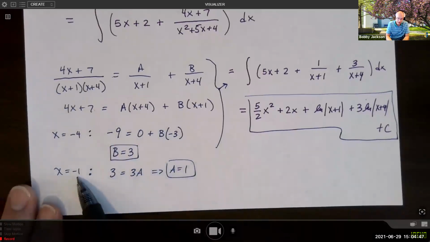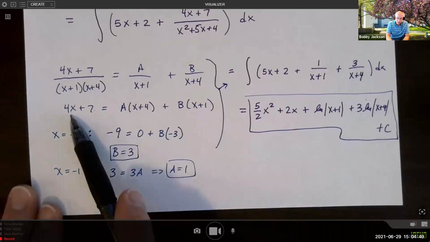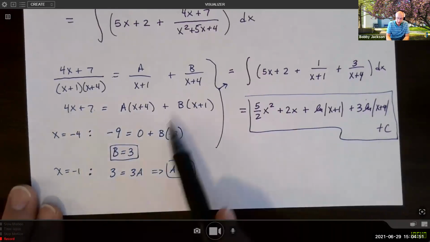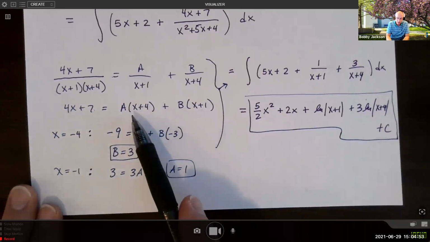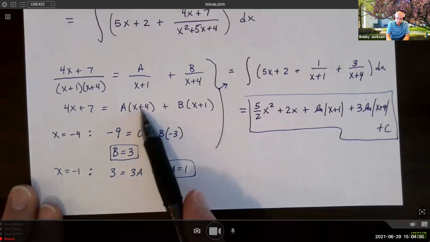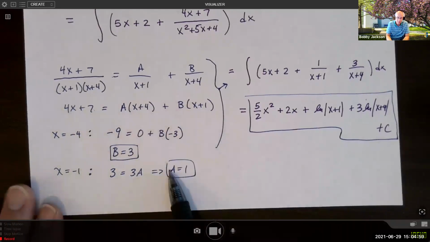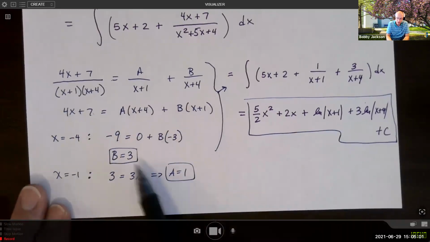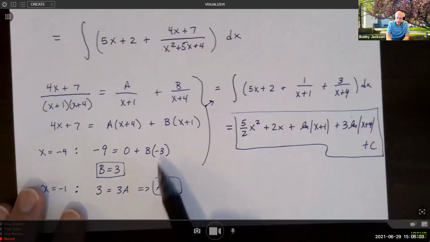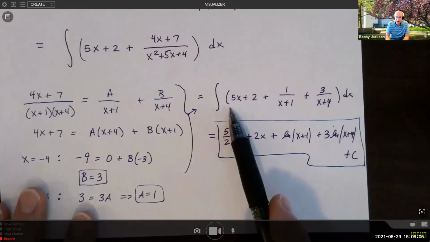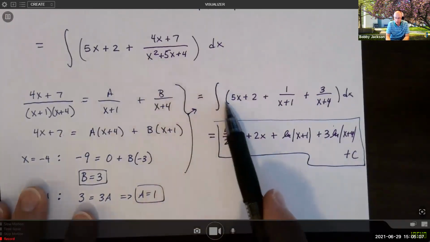Also, I could do x is -1, which gives me -4 plus 7 is 3. And then -1 plus 4 is 3. So I get 3A. Of course, this goes to 0. And so I get A is 1. And that's how I solve that partial fraction decomposition. So A is 1, B is 3. And now I can rewrite this integral this way.